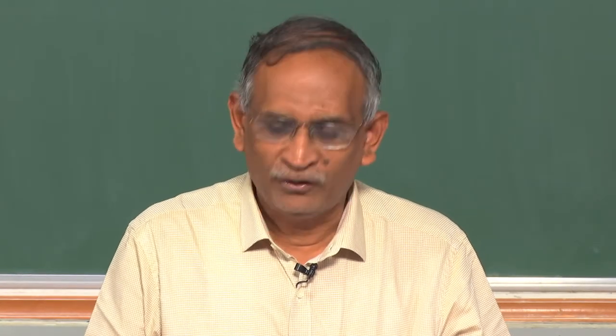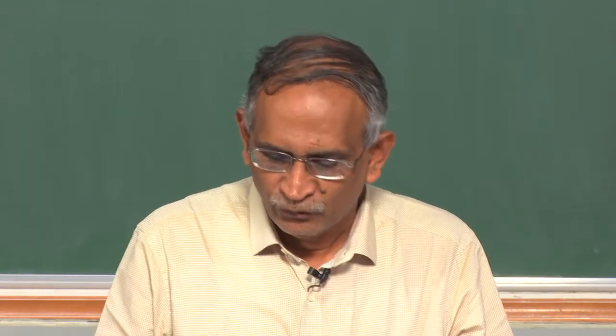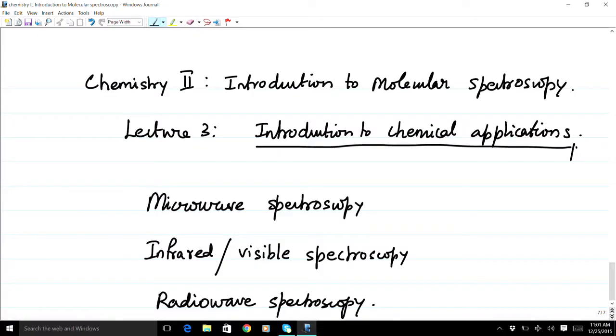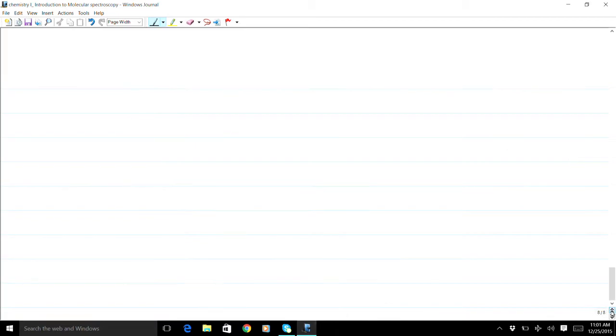So if you recall, we will just do something very similar, order of magnitude calculations or back of the envelope, to three applications, three branches of spectroscopy that you see here, namely microwave spectroscopy, infrared visible spectroscopy, and radio wave spectroscopy. Okay. Let us look at the microwave spectroscopy to begin with.